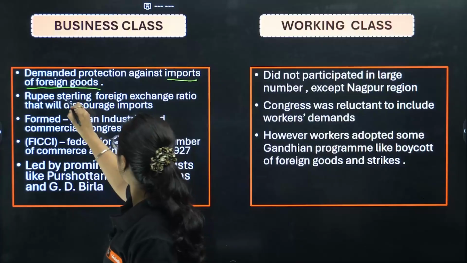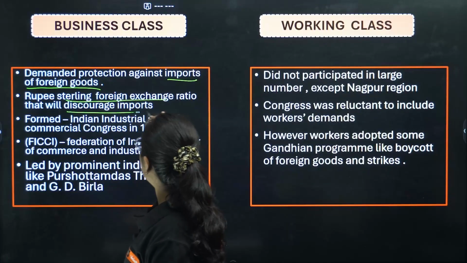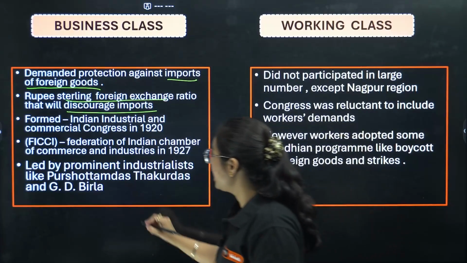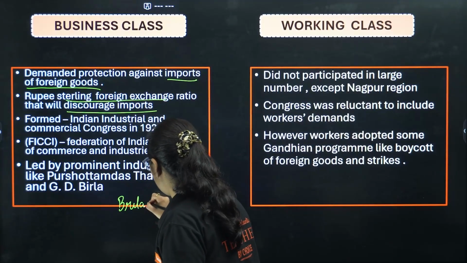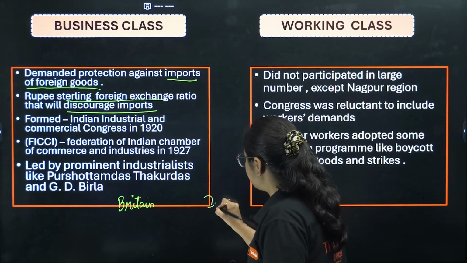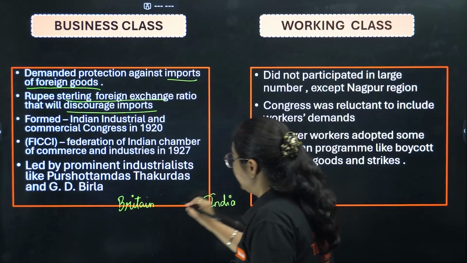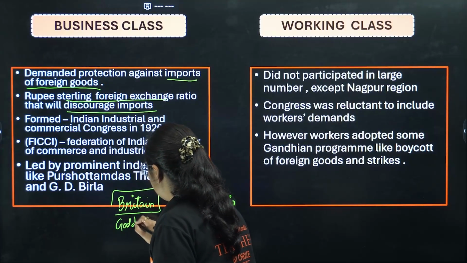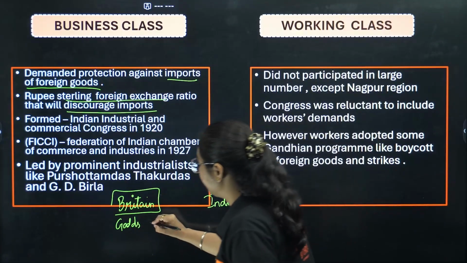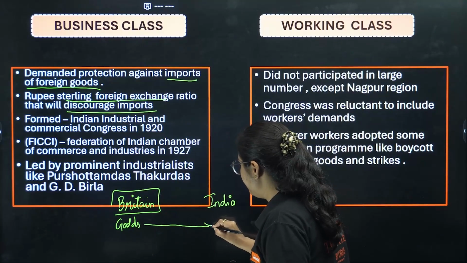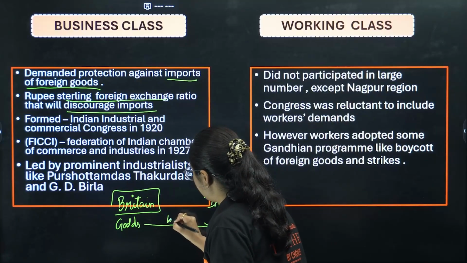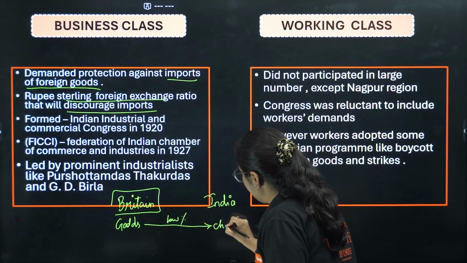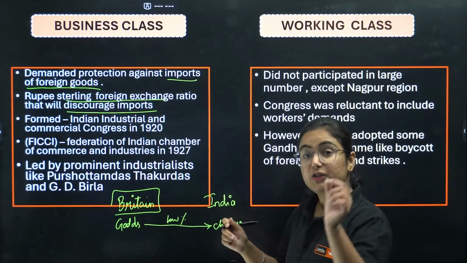The rupee sterling foreign exchange ratio, that will discourage import. Now, we need to pay attention to this rupee sterling foreign exchange ratio. For example, this is Britain. Have a look over it. This is Britain and this is India. There are certain commodities or goods that are made in Britain. When goods are transferred from Britain to India, it has a low interest rate, due to which they are selling it in India at a cheaper price.